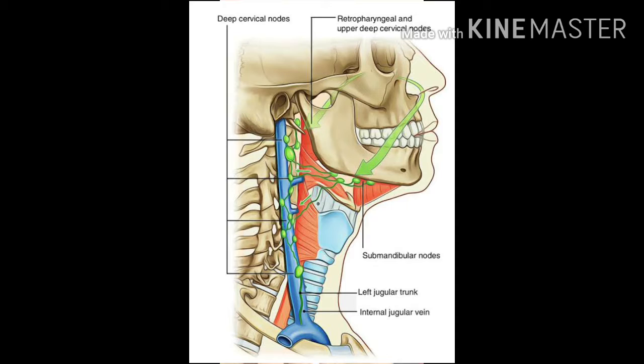So the anterior half of the nasal septum drains into submandibular nodes, and the posterior half drains into the retropharyngeal and deep cervical nodes. It's very easy, just remember this thing, two words. So anterior half drains into the submandibular nodes and the posterior half drains into the retropharyngeal and deep cervical nodes. That is what you have to learn in the lymphatic drainage.